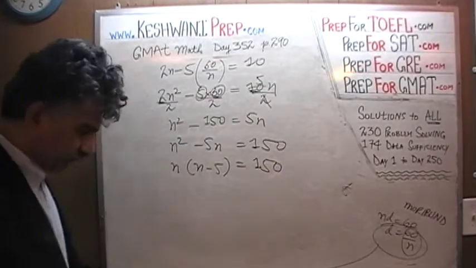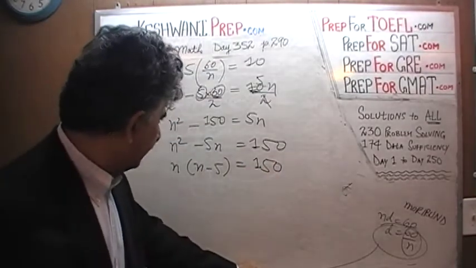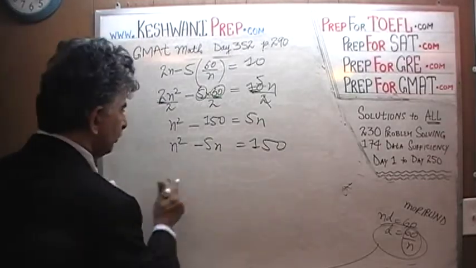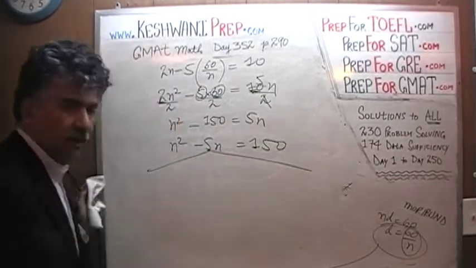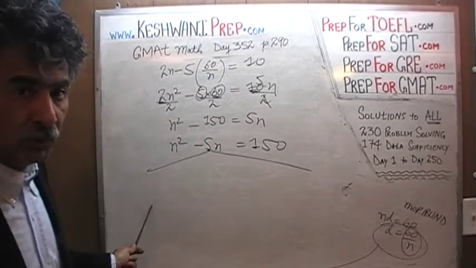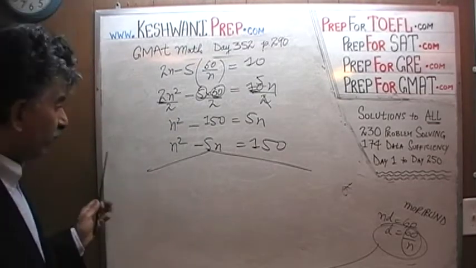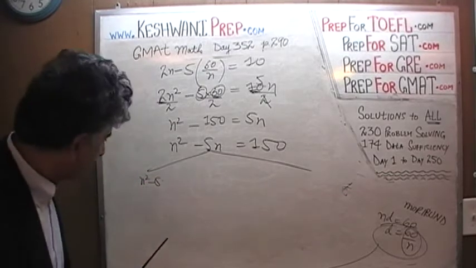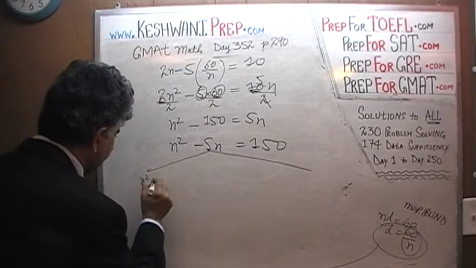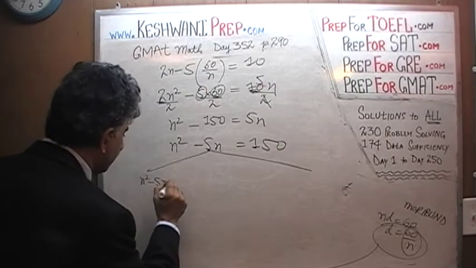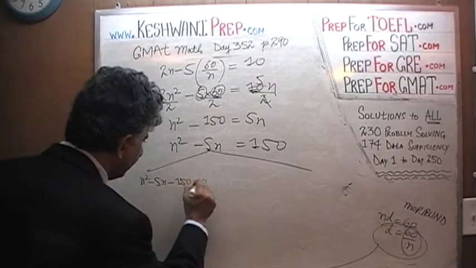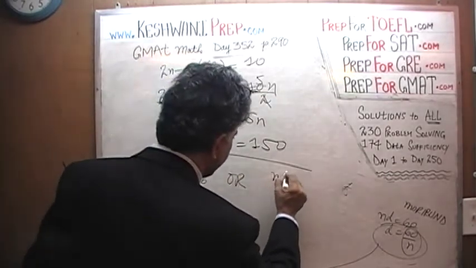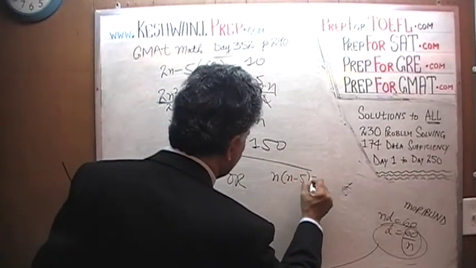Now listen, when we get to this stage, we actually have two choices. We can continue like a good schoolboy or good schoolgirl and set it up as a quadratic equation, in which case we'll get n squared minus 5n minus 150 equals 0. That's one. Or we can take a shortcut and say that n times n minus 5 equals 150.